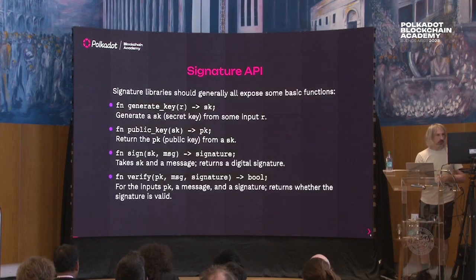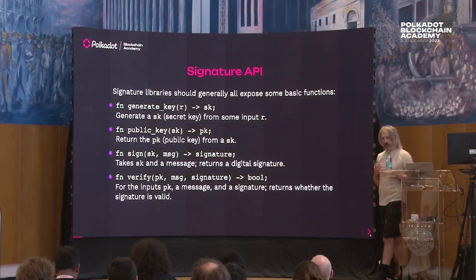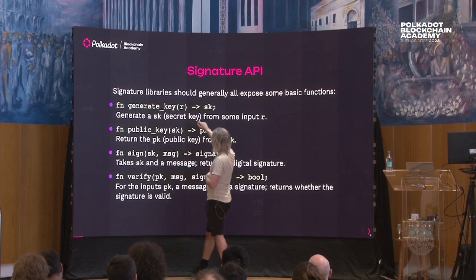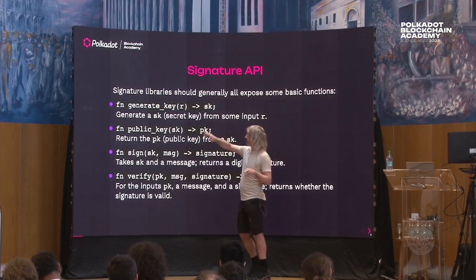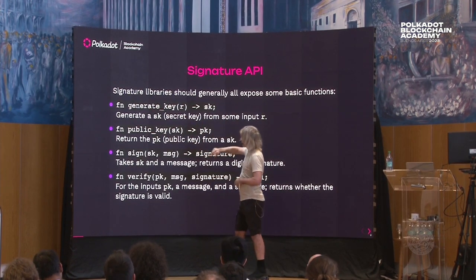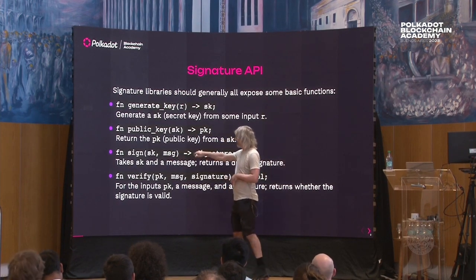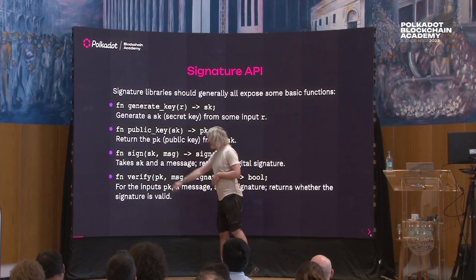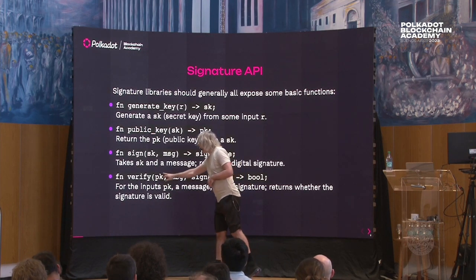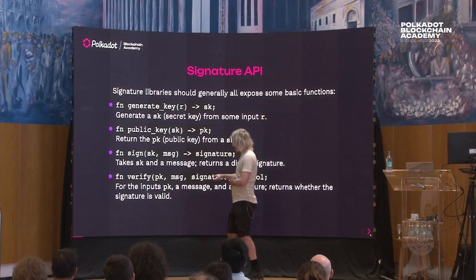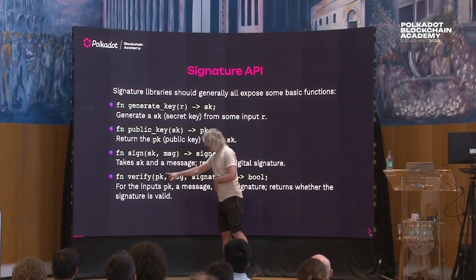Okay, so, rough API for signing. This actually pertains to your last question. So the rough API will be: generate the key, the secret; find a public key from the secret; sign a message with the secret key; and then verify a message. Verify a signature is a public key signing a message.